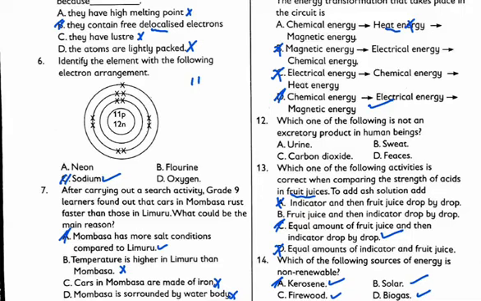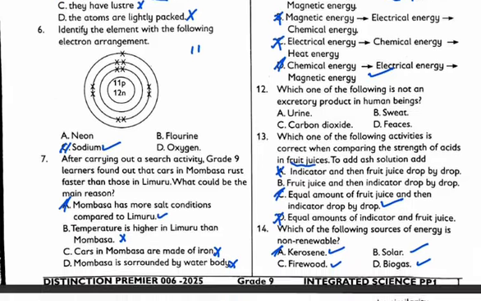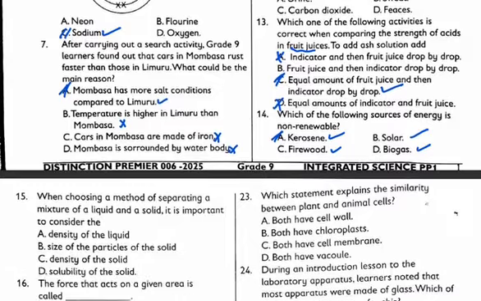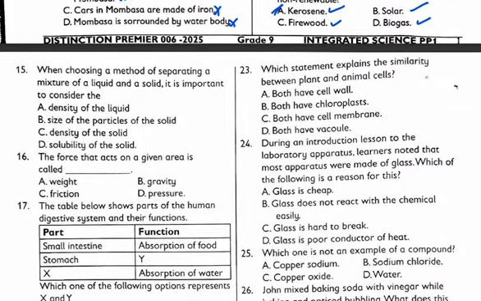We continue to number 15. When choosing a method of separating a mixture of a liquid and a solid, it is important to consider the: A, density of the liquid; B, size of the particles of the solid; C, density of the solid; D, solubility of the solid.